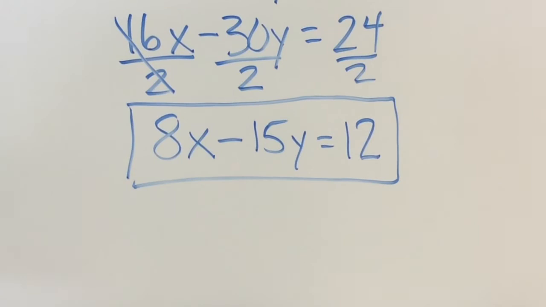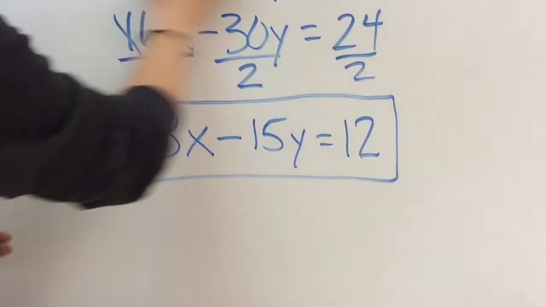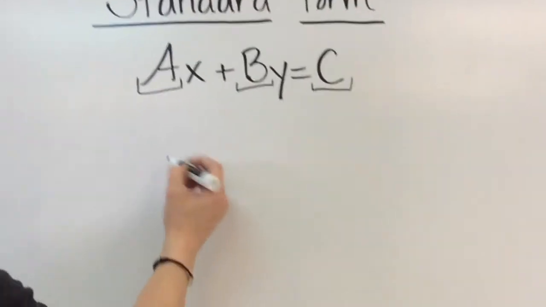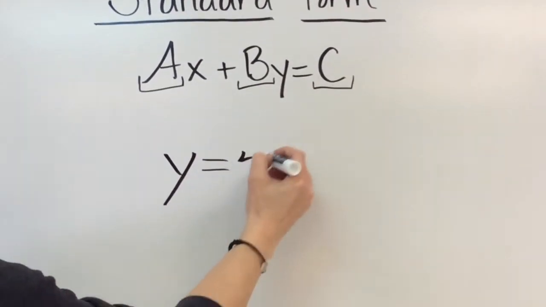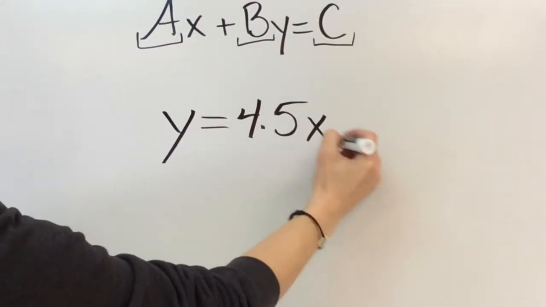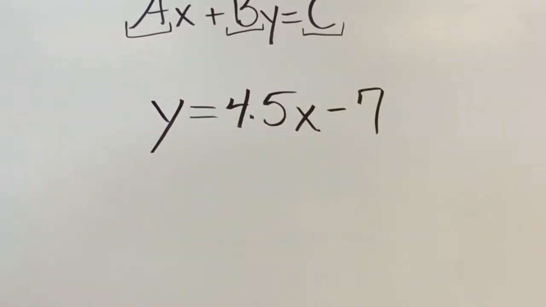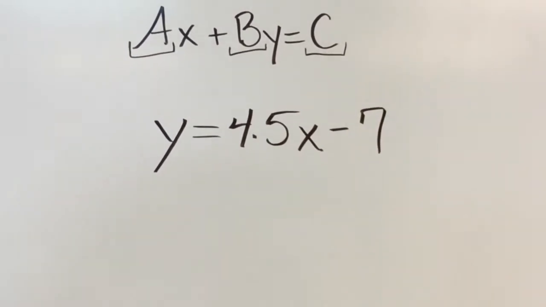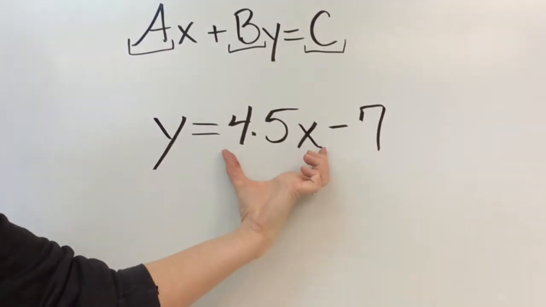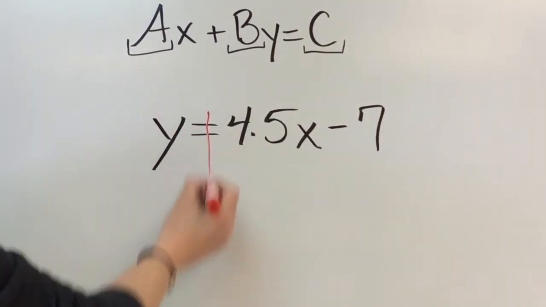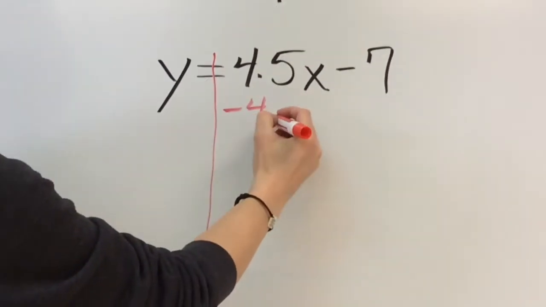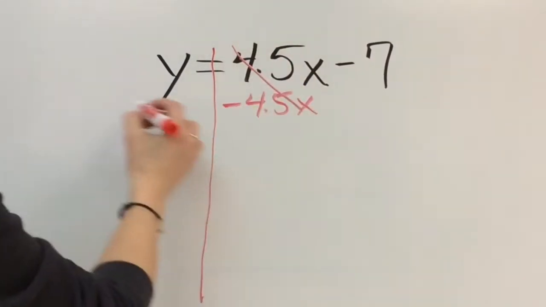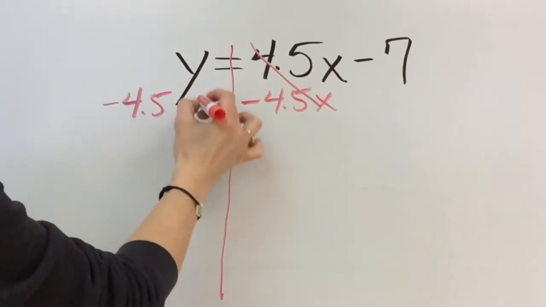Now we're going to take a look at another example. Our second example is going to be written in slope-intercept form. y equals 4.5x minus 7. So in order to get this into standard form, I'm going to have to get the term with the x over on the left side. To do that, I can subtract it, but I have to do that on the left side as well.